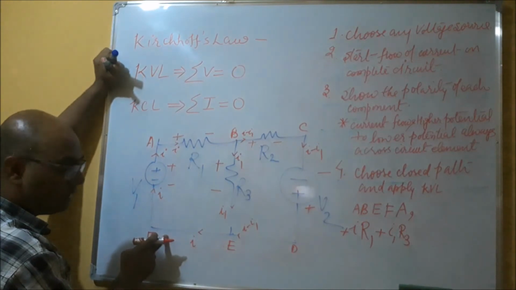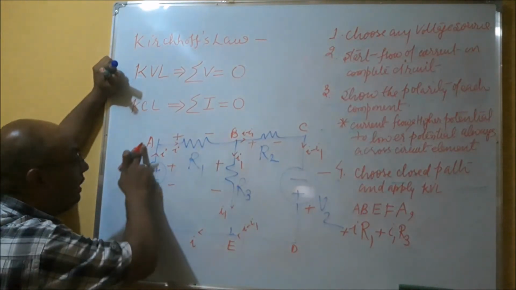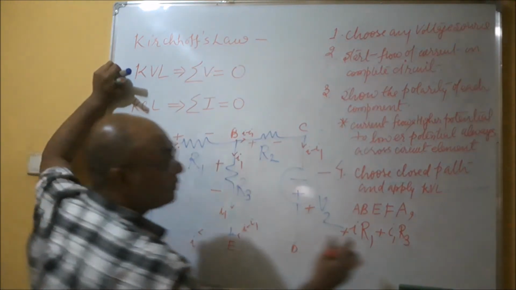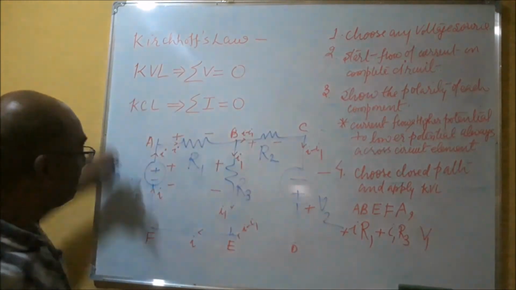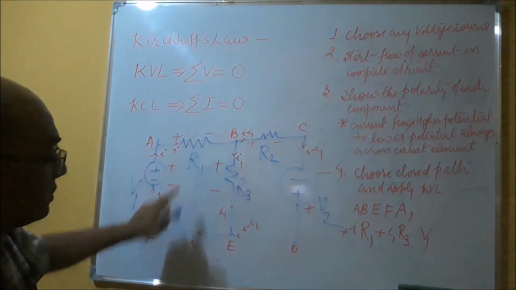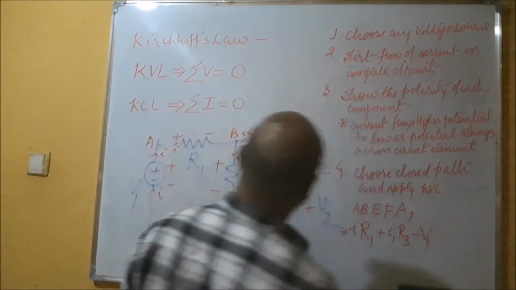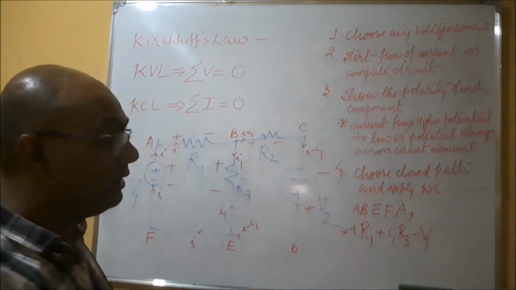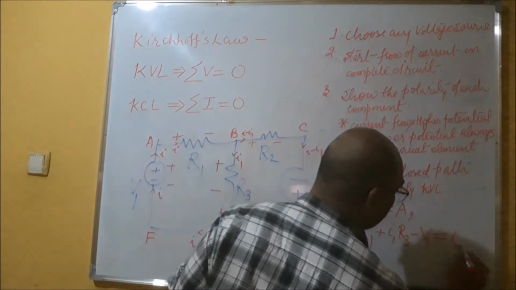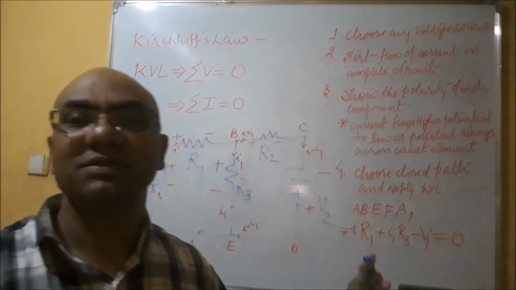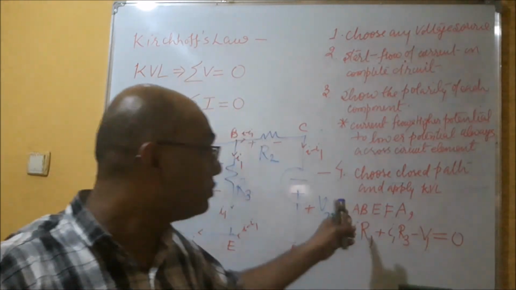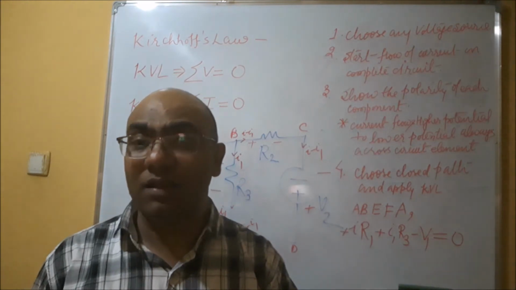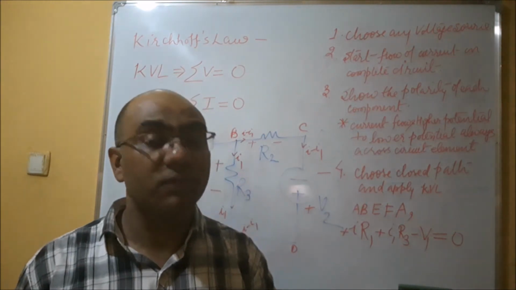Now again you go like this. There is no component, so leave it. Come from F to A. When you are going from F to A, the voltage value is V1, but we are moving from minus to plus, so I will take minus. So all the things are clear and covered. Finally the sum should be 0. Is it fine? So this equation is written for this closed path. This equation is KVL, Kirchhoff's voltage law.